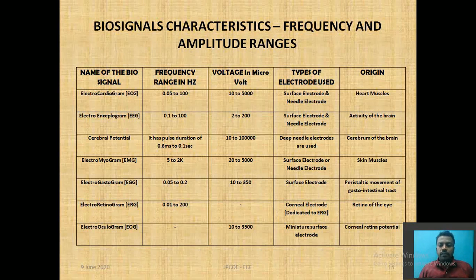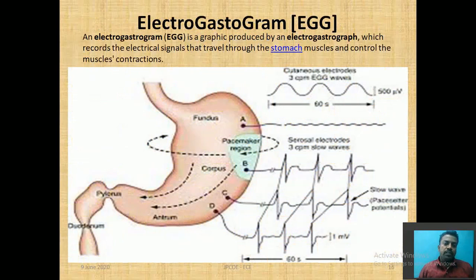It measures the peristaltic movement of the gastrointestinal tract. Gastro represents the stomach, so this electrogastrogram is used to measure the stomach activity. See this diagram.